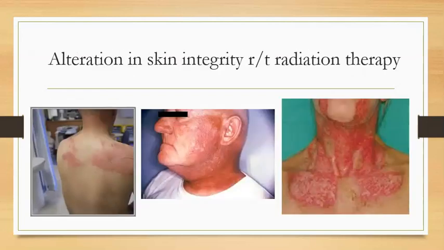These are some examples of radiation dermatitis, there on the left, a little bit worse in the gentleman in the middle, and that's desquamation on the right.